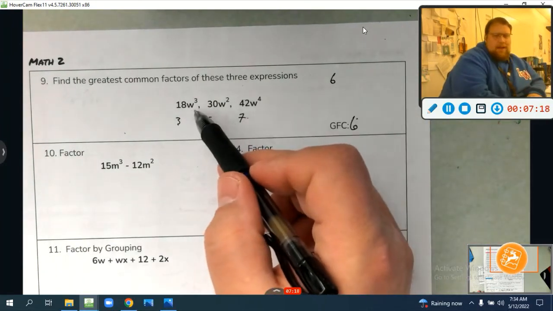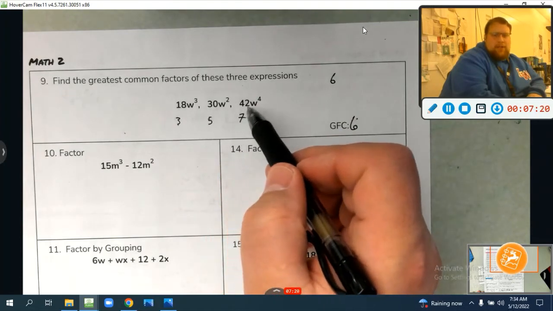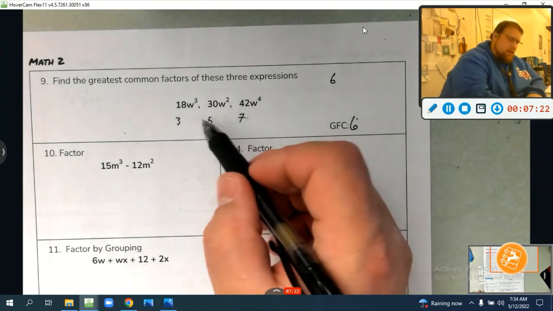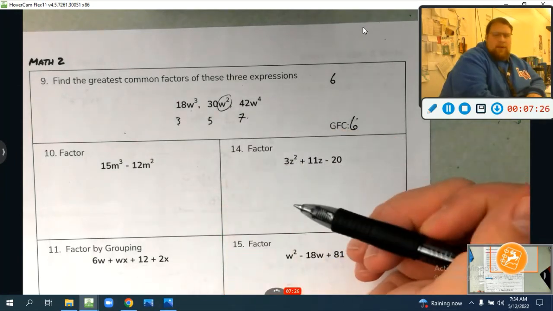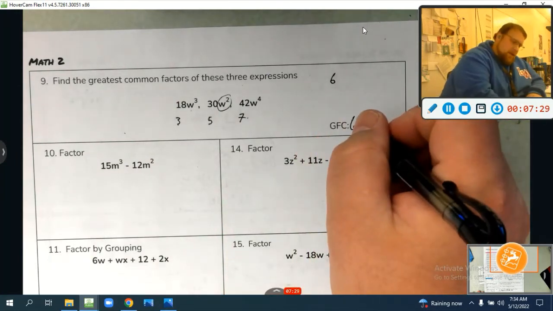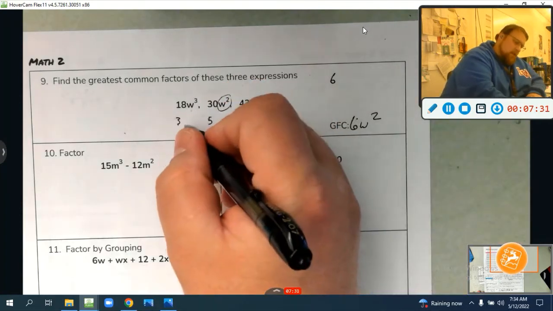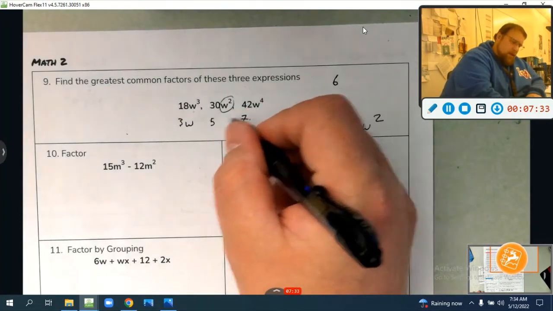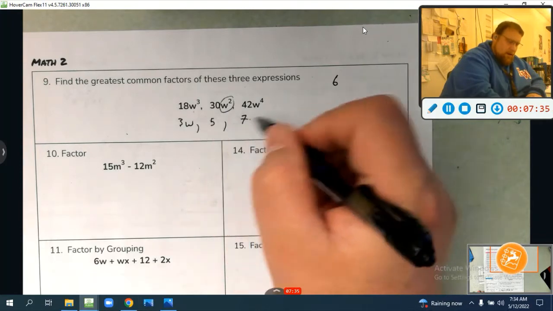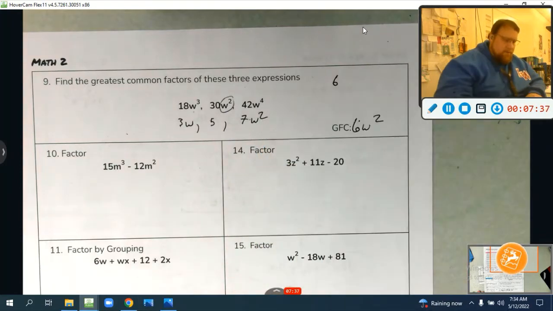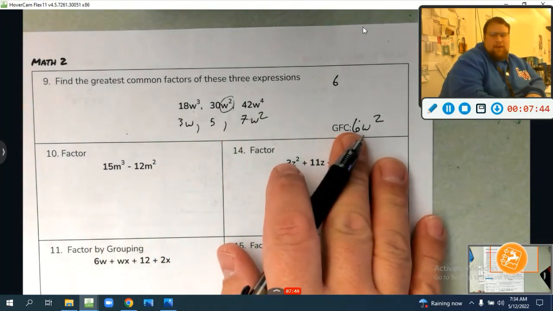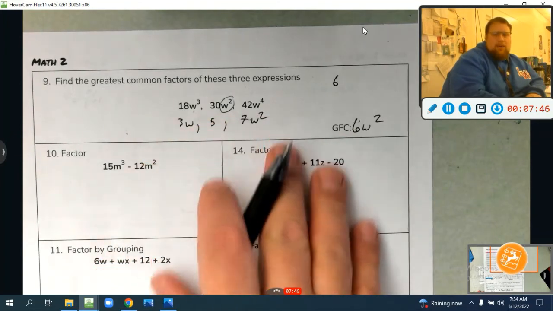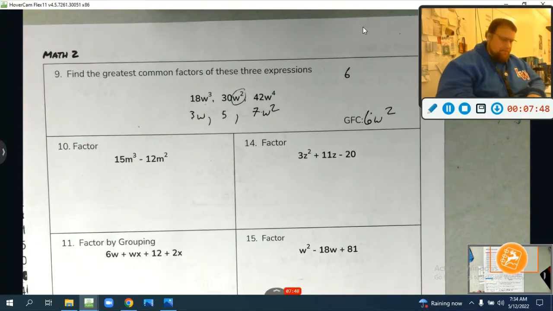Then the variables are a little easier. You just pick the one with the lowest degree, right? We have w to the third, w squared, w to the fourth. So they at least all have a w squared in them, right? So I can take w squared, and what does that leave me with? W right here, nothing right there, and w squared here. Yep, there's nothing else I can take out of all three of them. Do you have to simplify them right here? No. It just says to find the greatest common factor. I do it to help me test that I'm doing it right.